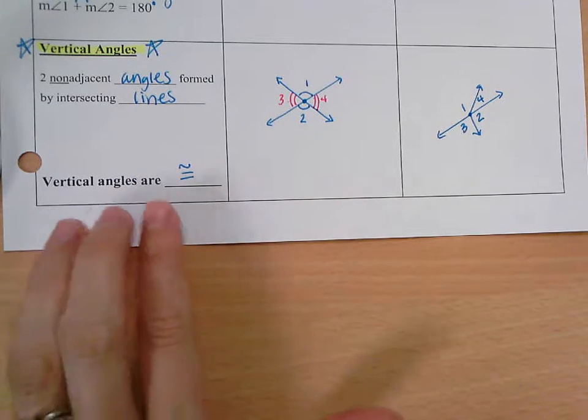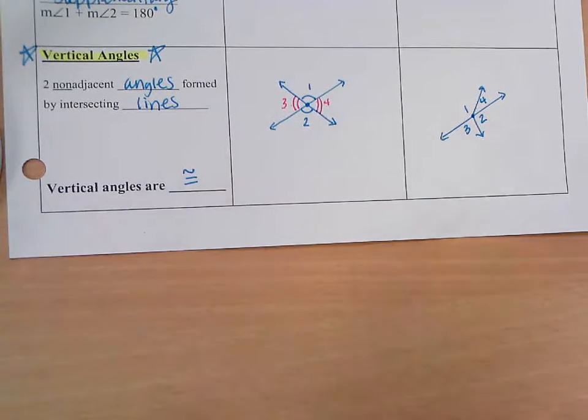So when you're told that two angles are vertical angles, thinking ahead to a problem, if you have to set up an equation, you know that you can set them equal because you know that they're congruent.